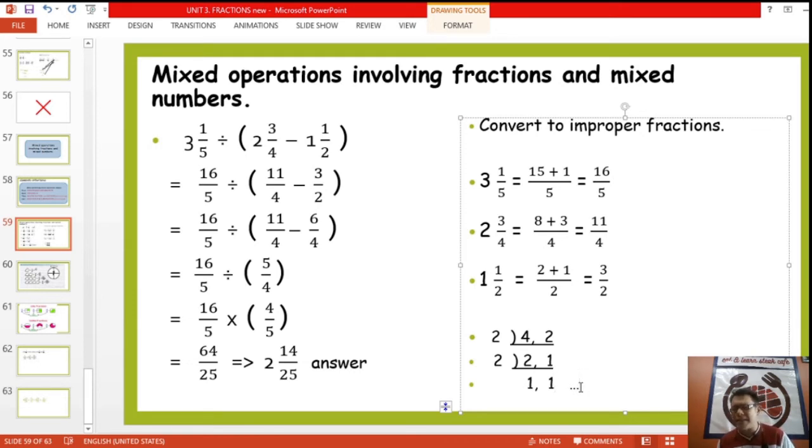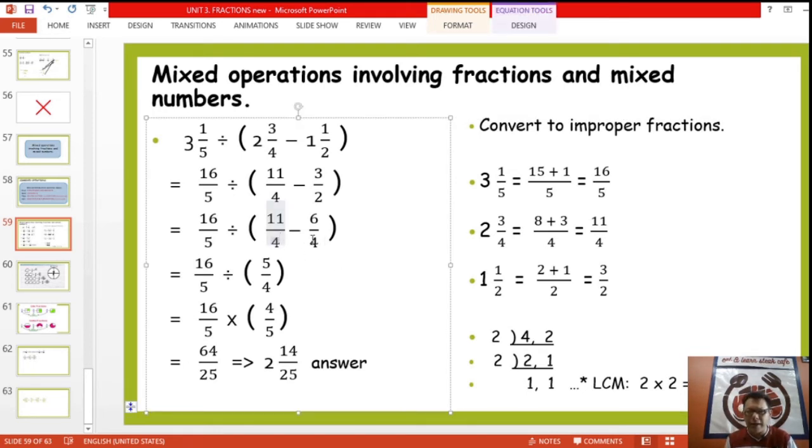So, our LCM this time, I'll just put some asterisk so that it will be easily identified. Our LCM will be equals to 2 times 2, then that will be equals to 4. So that will be now our LCM, and that will serve as our new common denominator. So that's what happened here. We put our common denominator here, 4 and 4 here.